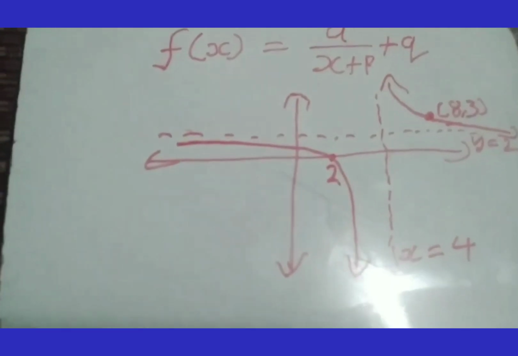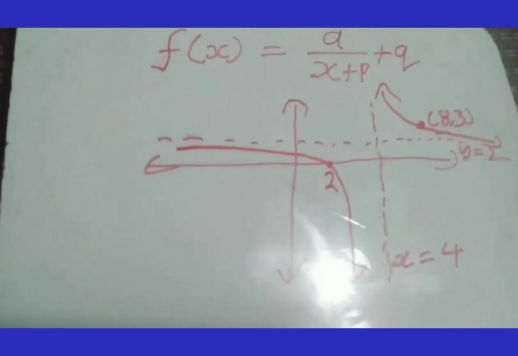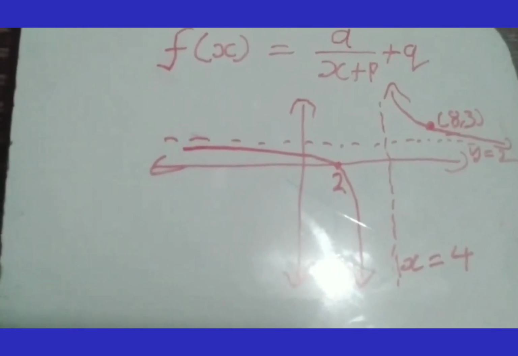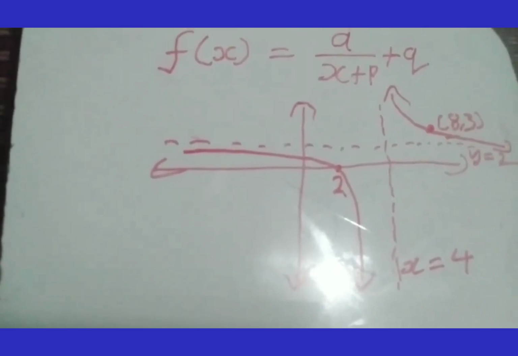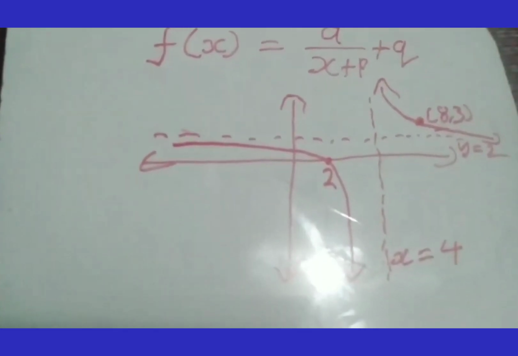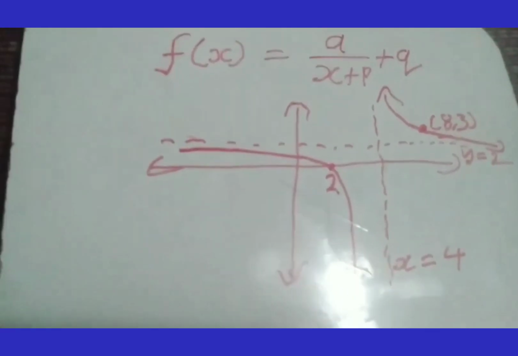So now we're given a hyperbola. If they say find the values of a, p, and q, it's the same as them asking you to find the equation. So they can ask you to find the equation, or they can ask you to find the values of a, p, and q. So we've got 3 unknowns there. Usually we start with the asymptotes because the asymptotes are easier.